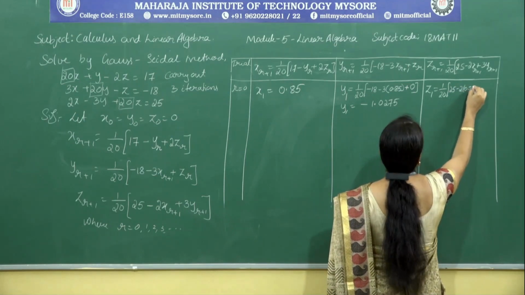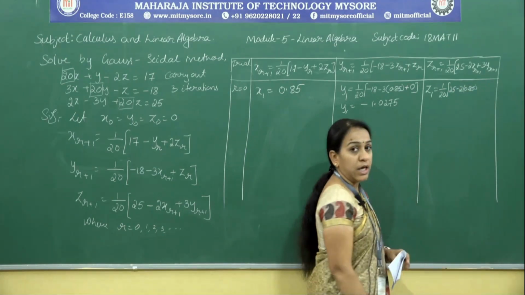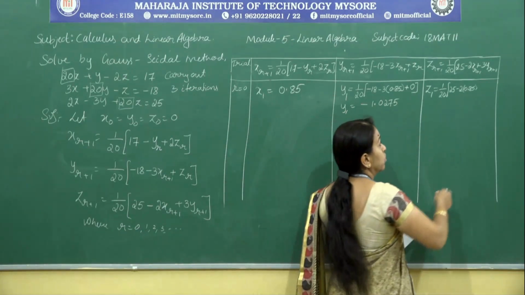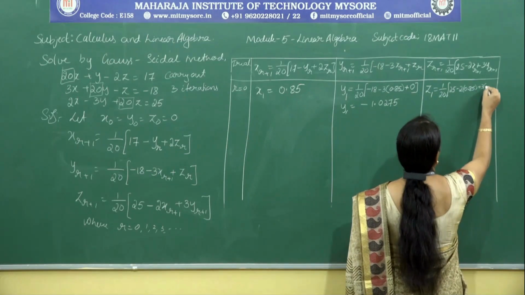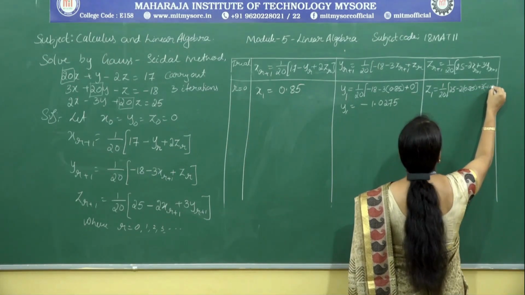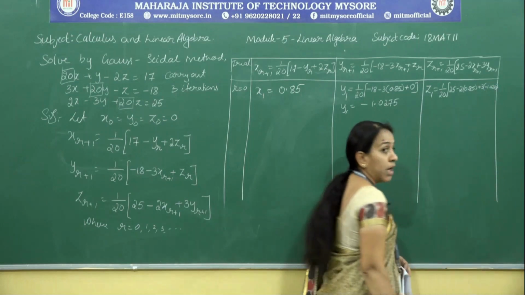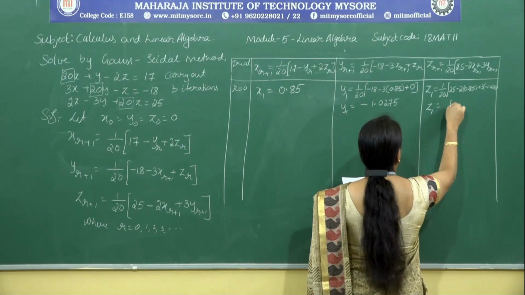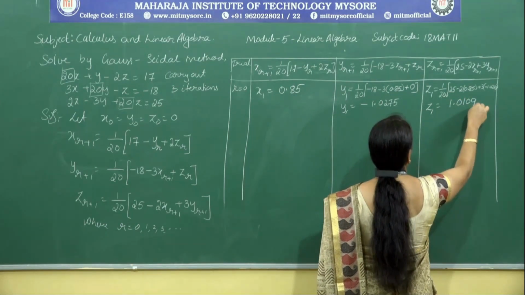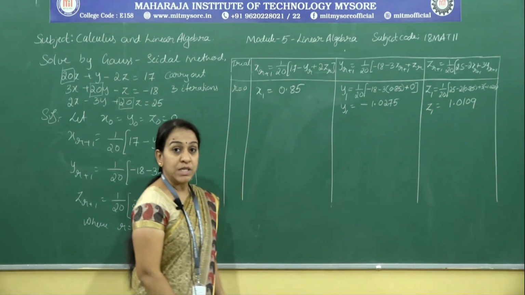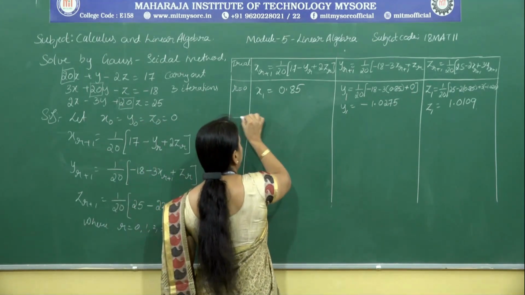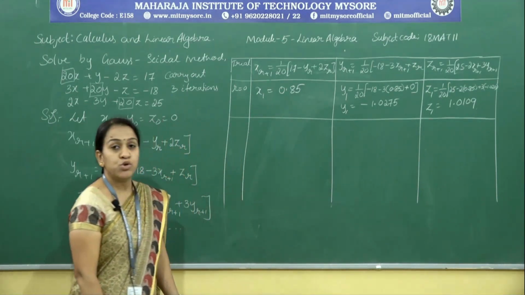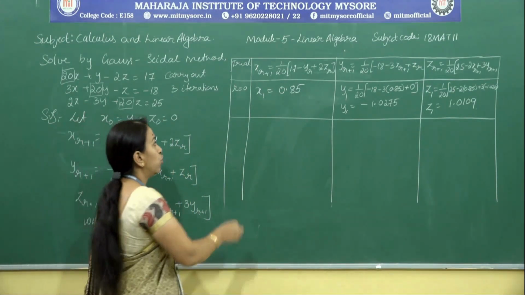0.85. If I put r equal to 0, I will get x1. As I told you, I should use x1 there and the y1 value here, so plus 3 times y1, which is minus 1.0275. If I substitute that, your z1 will be 1.0109. So this is our first trial with r equal to 0. Now we are supposed to do 2 more trials.